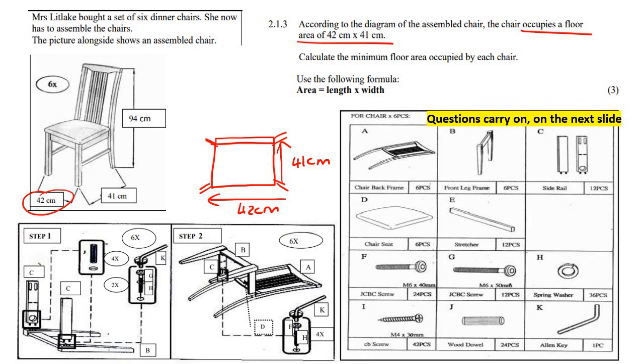When you're looking from the top, you're not going to look at the 94. So it says calculate the minimum floor area occupied by each chair. You see how they're saying length multiplied by width? So we can say 42 multiplied by 41, and that'll be 1,722 centimeters squared.